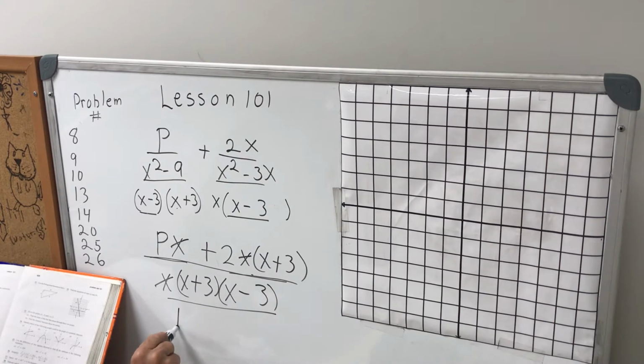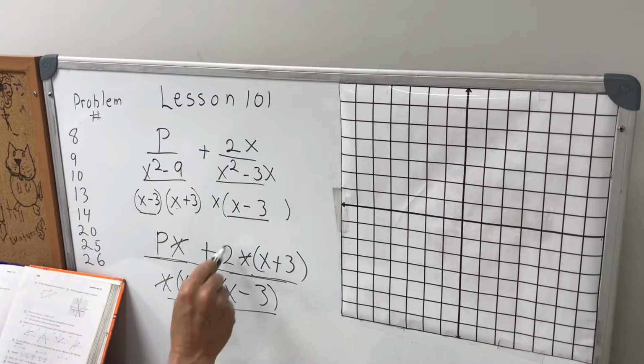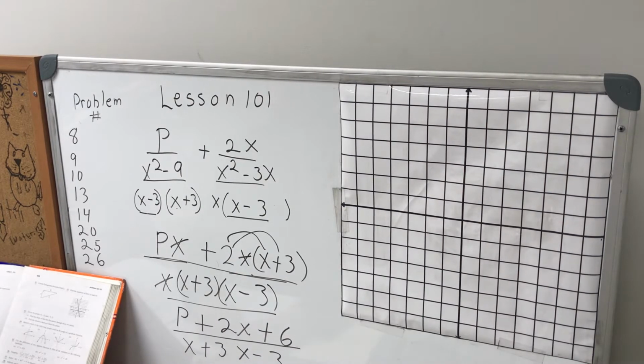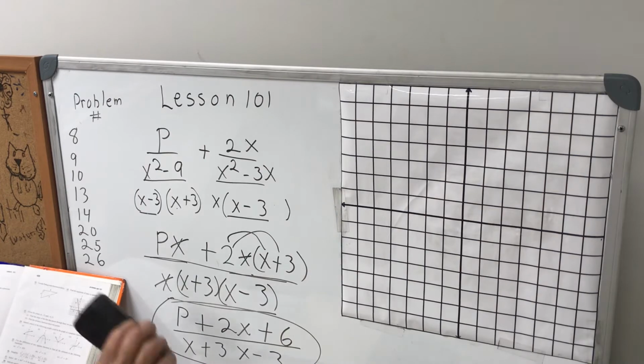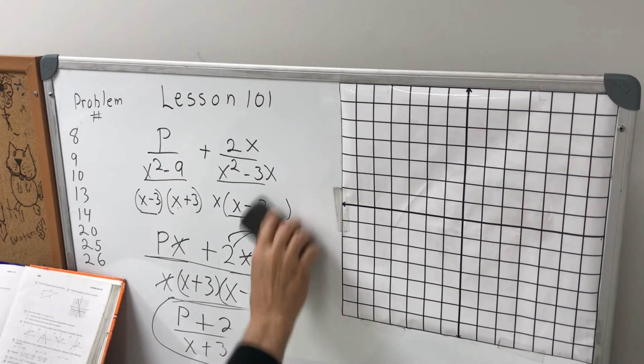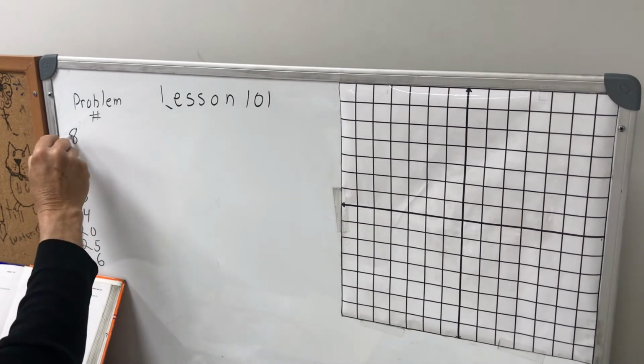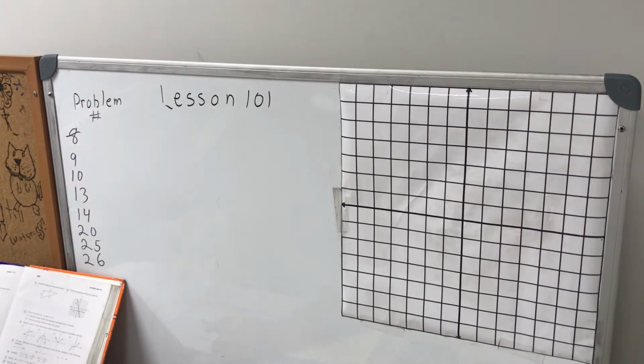Then on the top we have a p plus, distributive property, 2x and positive 6. On the bottom we have an x positive 3 and an x negative 3. And that is your answer. Let it sit there for a moment while you study that. That was number 8. 9 is similar, maybe a little easier. Number 9.